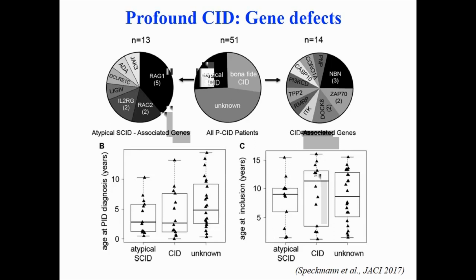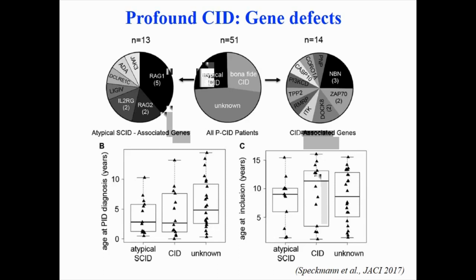I told you what the PIDD defines as atypical SCID. I told you what ESID defines as CID, and here you have CID patients that are now being re-diagnosed as having atypical SCID. And you see here, the majority of them actually have RAG gene defects. RAG deficiency very often presents as atypical SCID or combined immunodeficiency, less often as typical SCID. It may happen, but it's less common than atypical.